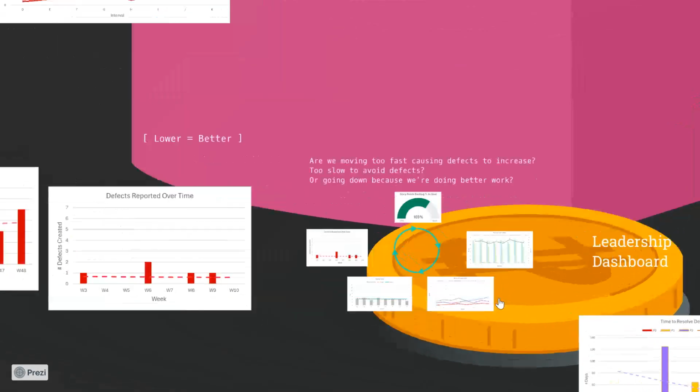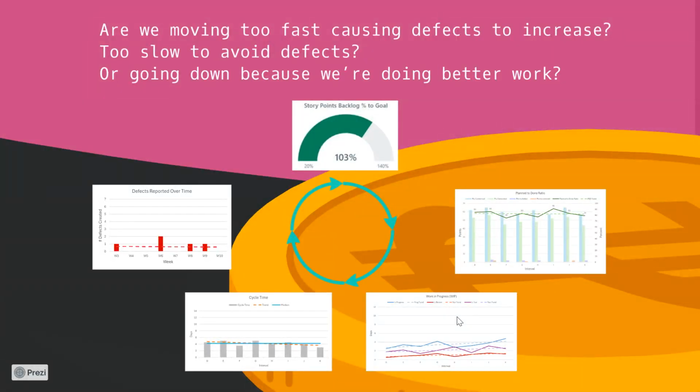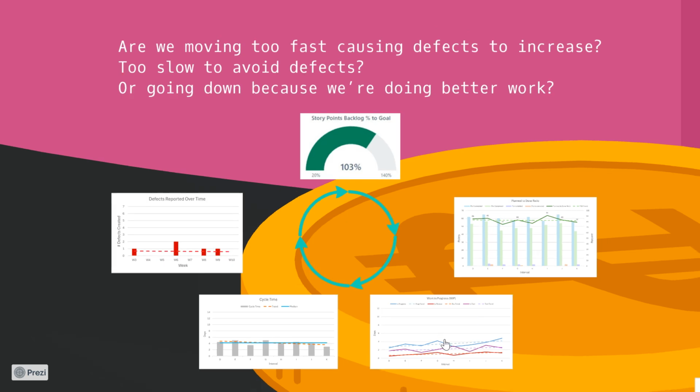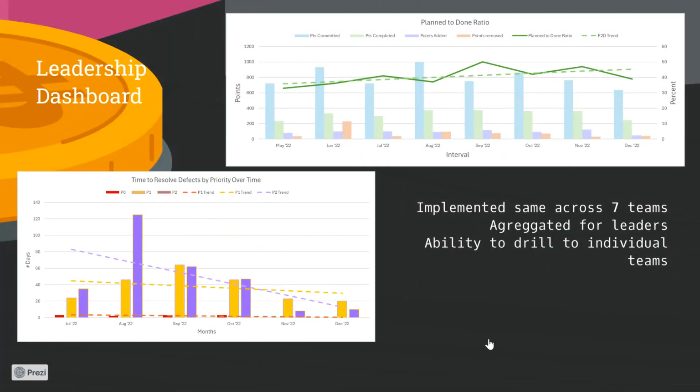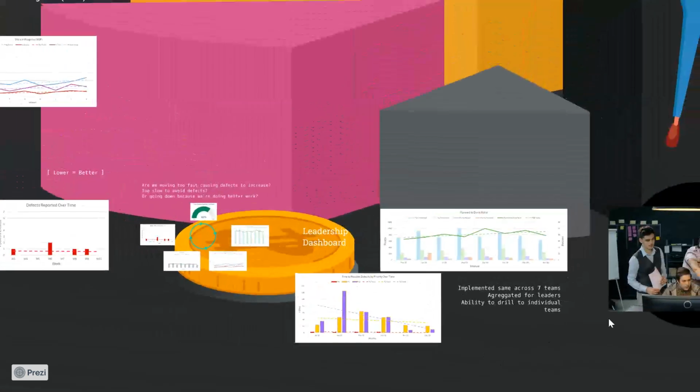Keep in mind that all 5 of these reports relate to one another. They enable us to ask questions like, are we moving too fast, causing defects to increase? Too slow to avoid defects? What processes are slowing us down? Or are we just doing better work and doing it faster? These same reports were implemented across 7 teams in total, all with similar results. We even created other reports for leadership's needs and their Agile Balance Scorecard.